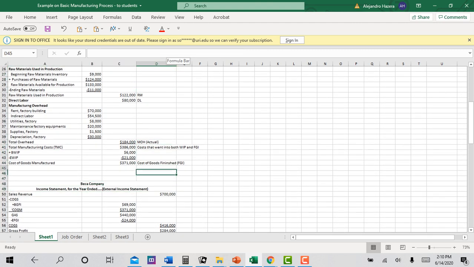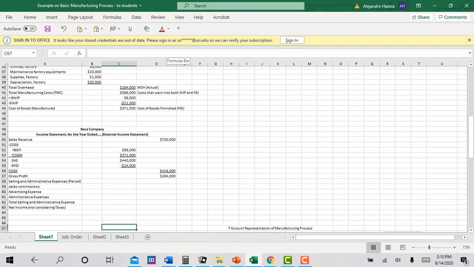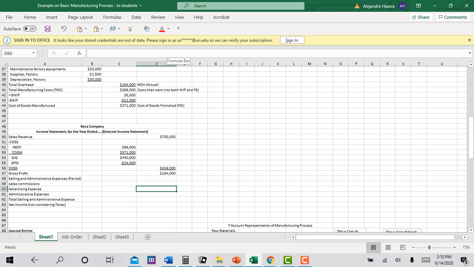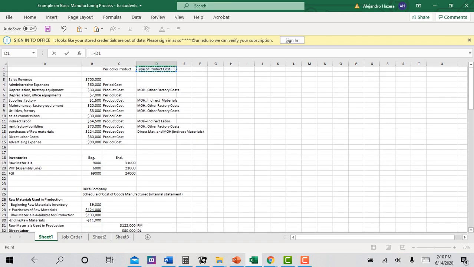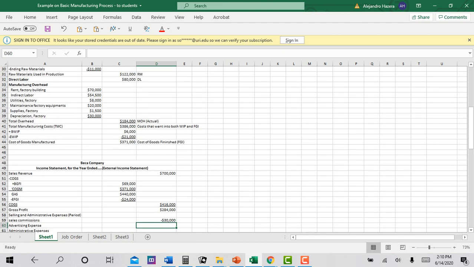Those are all product costs because they go into cost of goods sold, basically through cost of goods manufactured, right there at 371. The period costs are always expensed directly on the income statement, as they're incurred. So we're going to take out sales commissions, which were a period cost. So your period cost here, sales commissions, is that number right there.